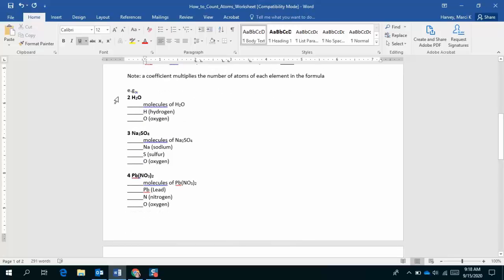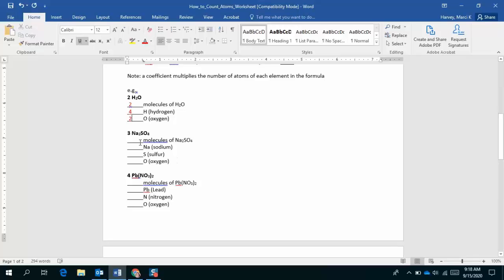This first one, we're looking at 2 H2Os. So that means that I have 2 molecules because of the 2 coefficient in the front. I'm going to distribute that 2 coefficient in front through the entire H2O formula, meaning I will have 4 hydrogens, and then if you count your oxygens the same way, you will have 2 oxygens.